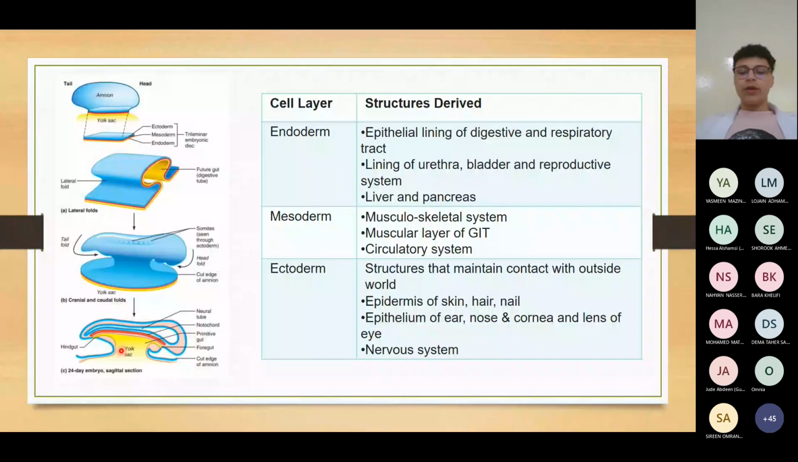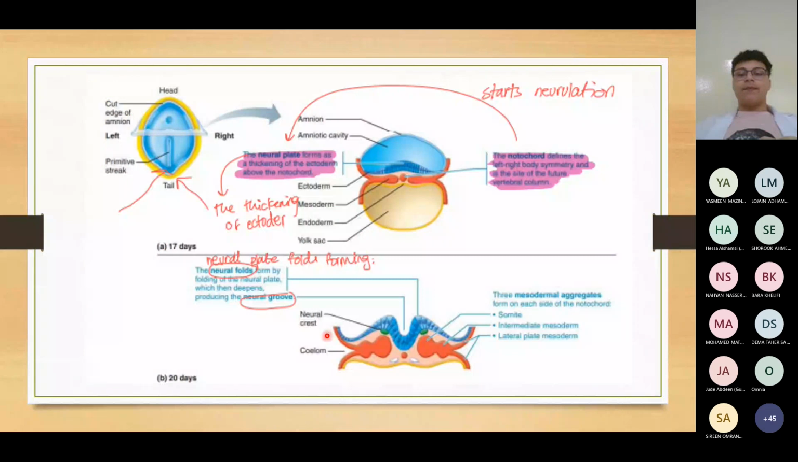Okay, so for the ectoderm, I said the ectoderm forms what? The nervous system. So the nervous system is formed by a process we call neurulation. How does neurulation start, okay? As you can see here, in the mesoderm, we have a structure we call a notochord. This notochord is going to release some chemicals and tell the ectoderm to thicken.